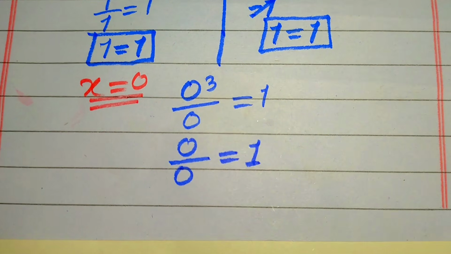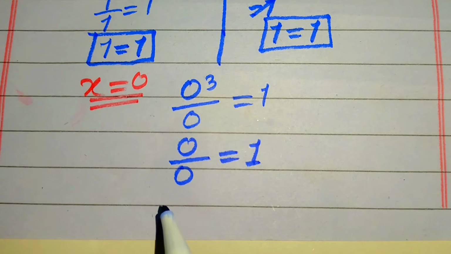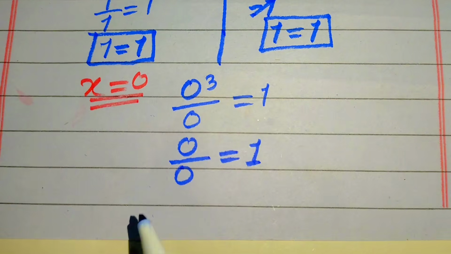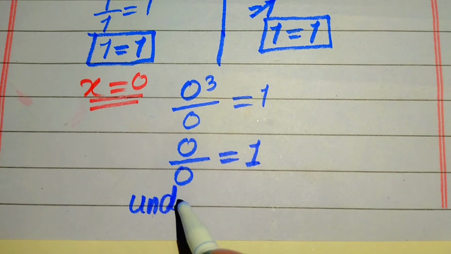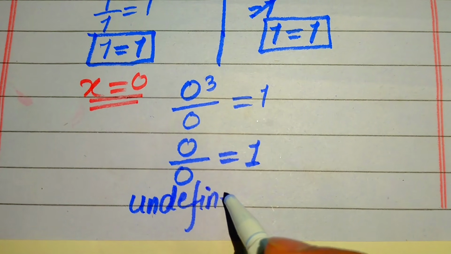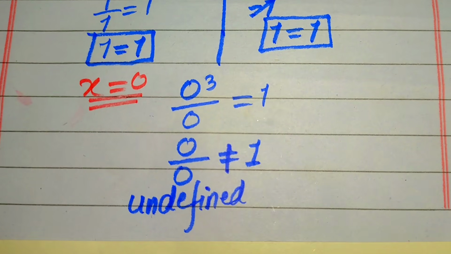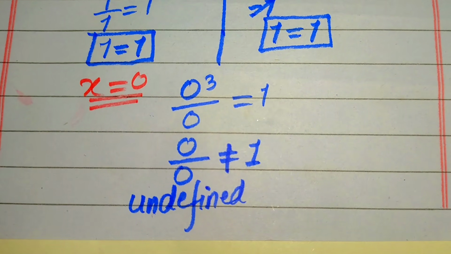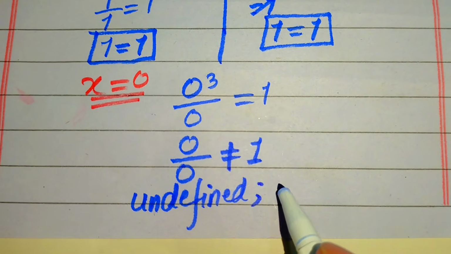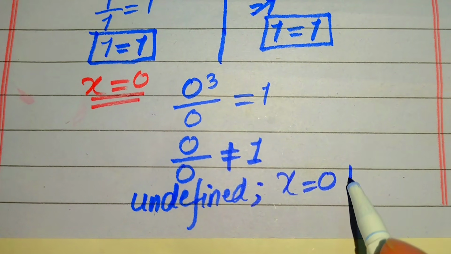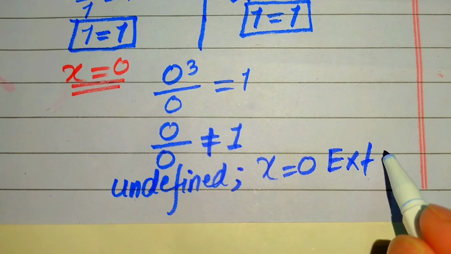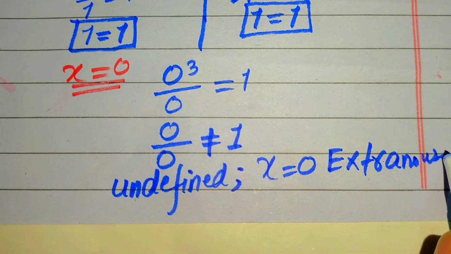So you see that in the left hand side we get 0 over 0 form, or we usually call that it is indeterminate form, or it is undefined form. If our left hand side is undefined, this means that both of the sides are not equal. And if both of the sides are not equal, this concludes that the value x equals 0 does not satisfy our given question statement. So we will call x equals 0 the extraneous root of the given equation.